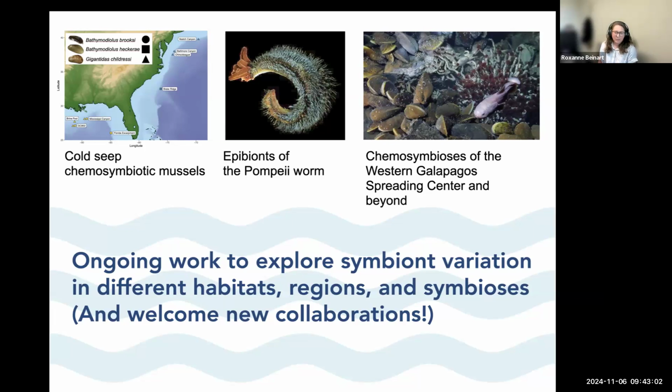And so we have some new projects that I want to mention here. We're working on chemosymbiotic mussels from cold seeps in the Gulf of Mexico and the Atlantic. We're working on the epibionts of the Pompeii worm, as well as various chemosymbioses from the Galapagos Spreading Center. And we also welcome new collaborations on your systems of interest. So please reach out if you're interested in collaborating.